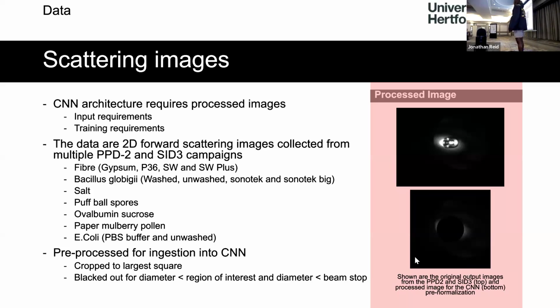And these are the aerosol particles that we've collected scattering images of. So there are different kinds of fibers. Do not ask me what these are. I do not know. We have that word that I shall forever refer to as BG, because I do not know how to pronounce it. There's salt, puffball spores, ovalbumin, sucrose, beta mulberry pollen, and E. coli, PBS alpha, and unwashed. These are just aerosolization. Like if you see the same thing, but with different stuff attached to it, either pre or post, it's the same thing. It's just been aerosolized a little differently. We're trying to see if we can see the difference between those two. The model shows that we kind of can.